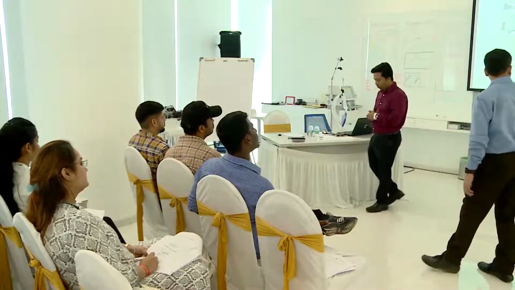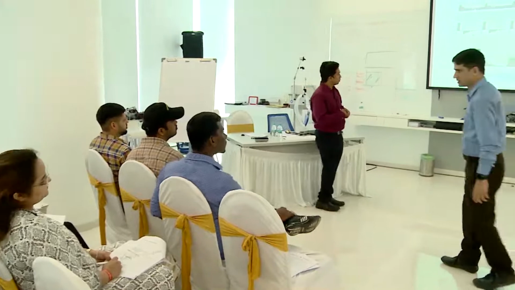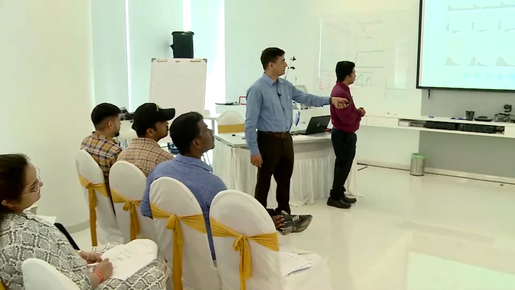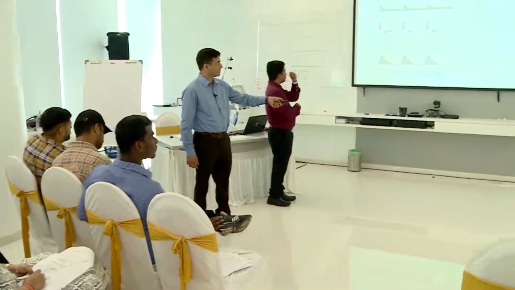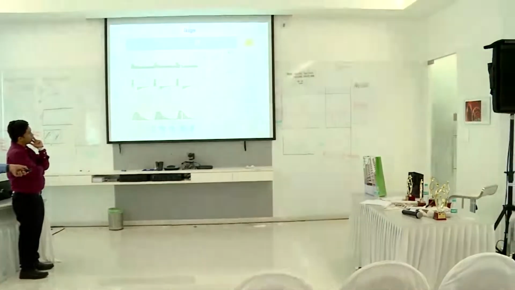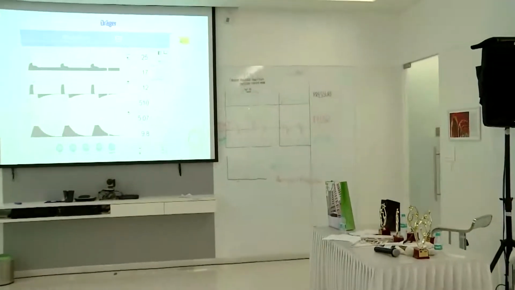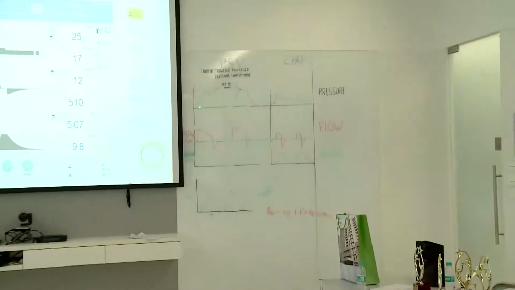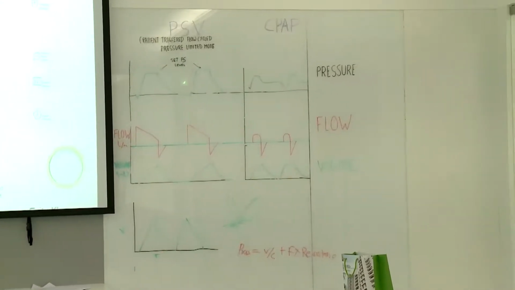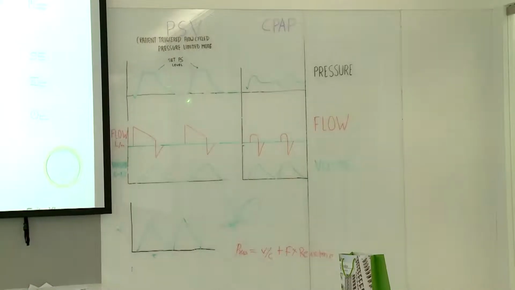Now we'll go to how the spontaneous mode will look. There are two types of mode: one is called pressure support and the other CPAP. In pressure support mode, can you see these small negative deflections. So the patient will initiate the breaths and the machine will give the flow according to the pressure level set.